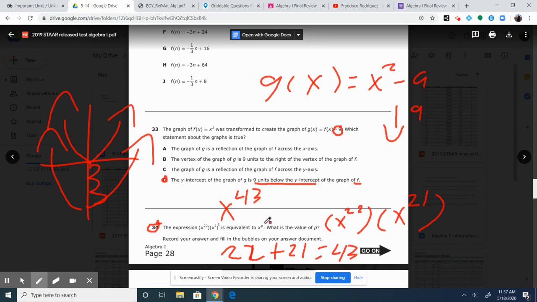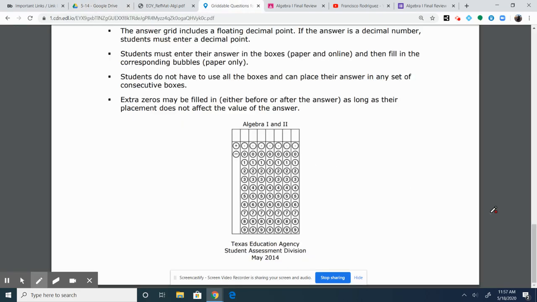So the value of p would be our exponent, so 43 is what we would put in the griddable. And up here we would put a positive, and then 43. So we add a 4 and a 3.